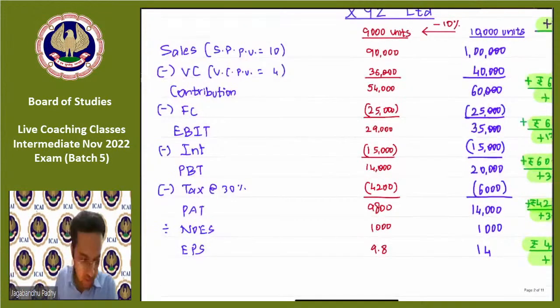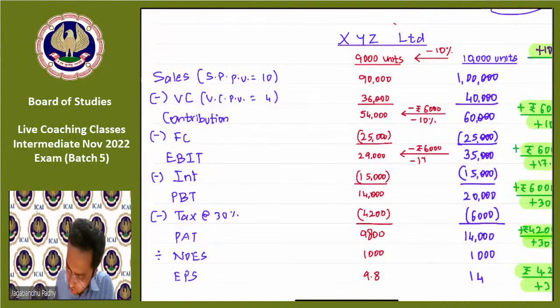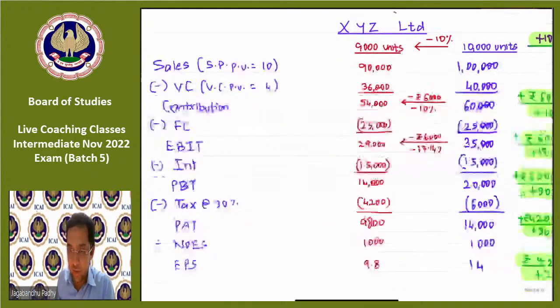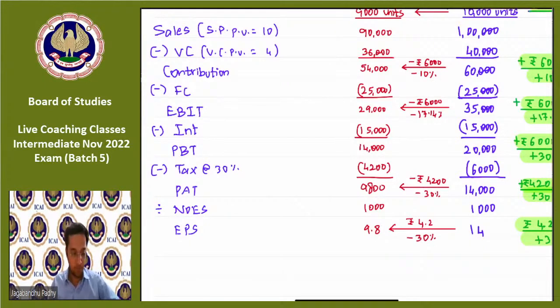So let's try to understand what is happening with the numbers. What we observe is contribution has reduced by 6,000. That translates to 10% change. Similarly, EBIT has also reduced by 6,000. But guys, this 6,000 is translating to a percentage change of 17.14%. And same way, you can observe that PAT as well as the EPS, they are also getting reduced by 30% respectively.